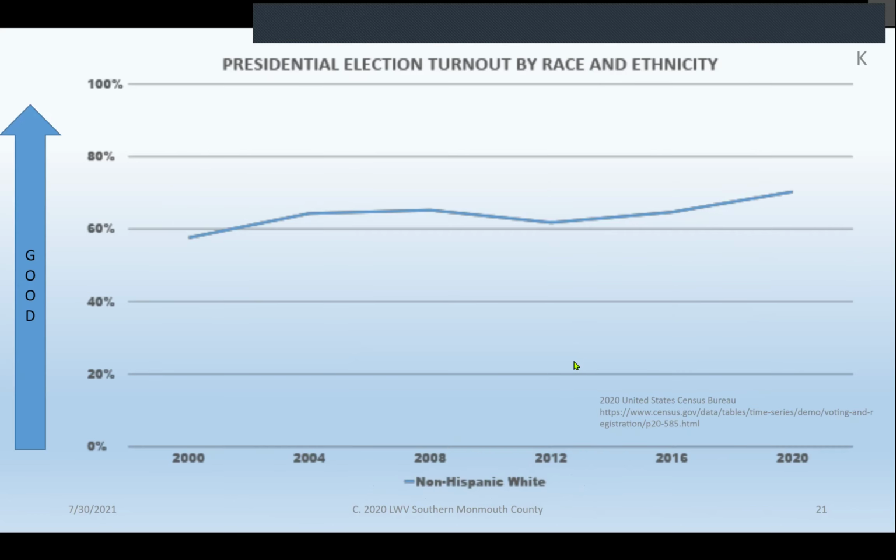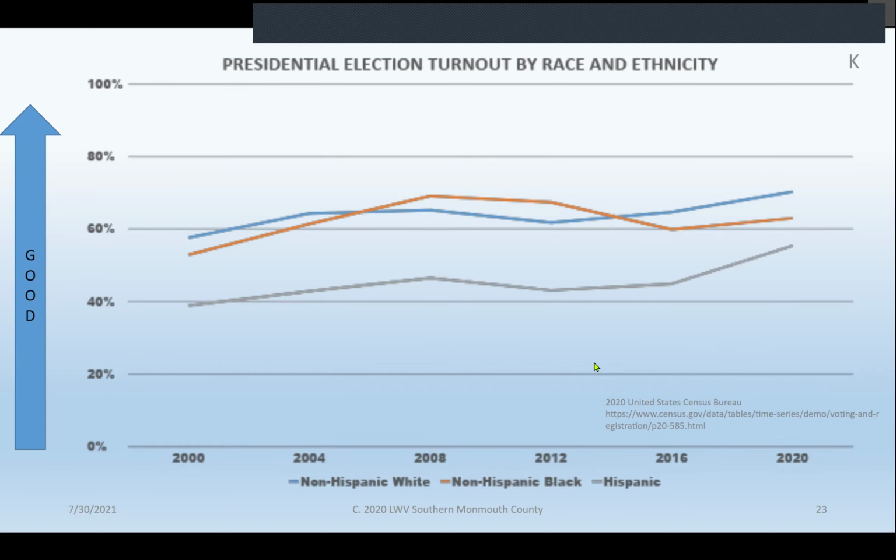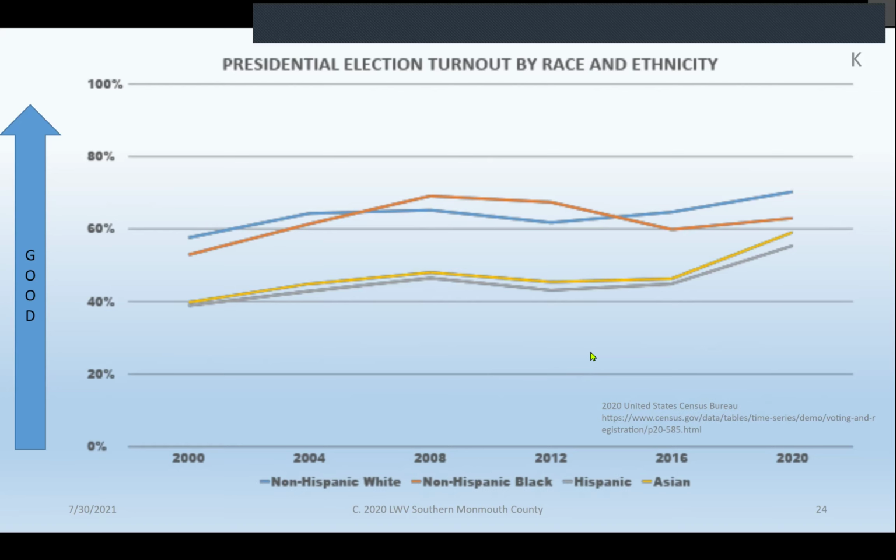So here is the line that shows non-Hispanic whites. This is the turnout there. This one is for non-Hispanic blacks. This one is for Hispanics, no matter their race. And this line is for Asians, which used to include 5 or 6 different categories. Again, make a note for yourself. What do you know for sure? And what's an assumption you can make? Don't tell me out loud, just write it down.